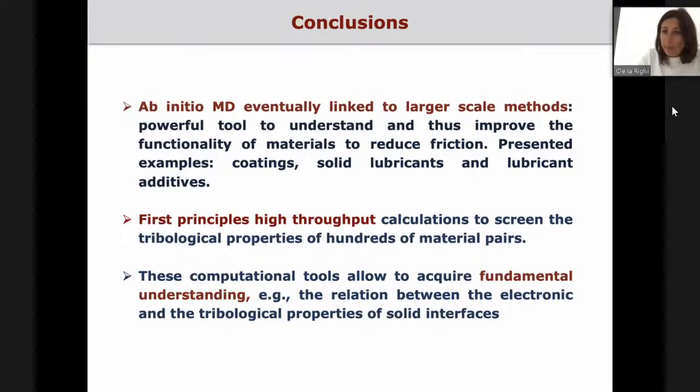Up to now, we considered homogeneous interfaces, but we want to consider also heterogeneous interfaces. And overall, these computational methods allow not only to acquire understanding useful for practical application, but also to develop fundamental understanding. For example, we found a relation between the electronic properties and the tribological properties of solid interfaces.